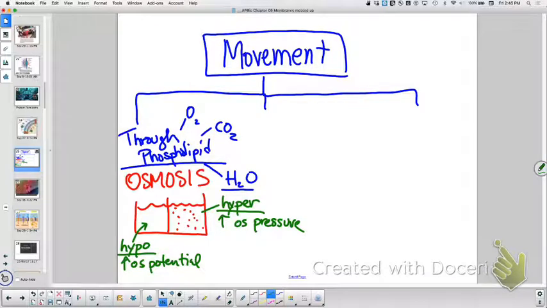We all right with this? So we're tying this in when we say through the phospholipid bilayer. Things like O2 and CO2, they will diffuse. That's just going from a higher concentration to a lower concentration. Water will diffuse, but when water diffuses across a semi-permeable membrane, then you're specifically talking about osmosis. We all right? Now, I've got hyper and hypo. What am I missing here?